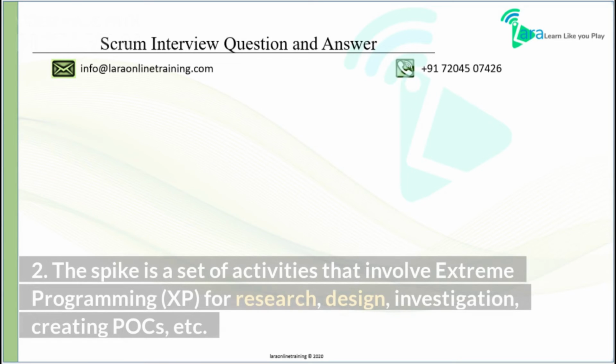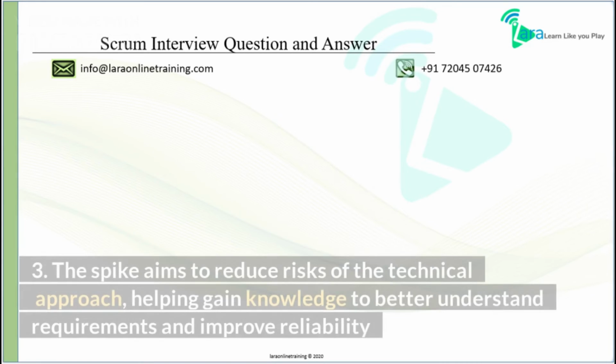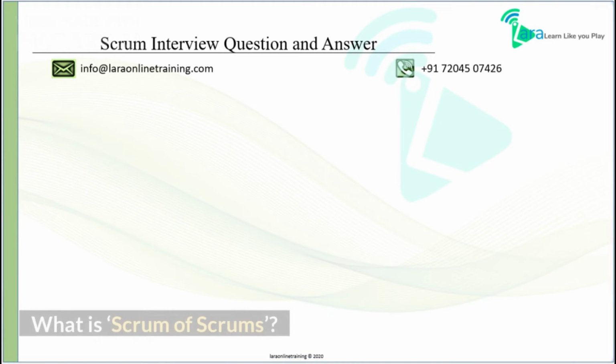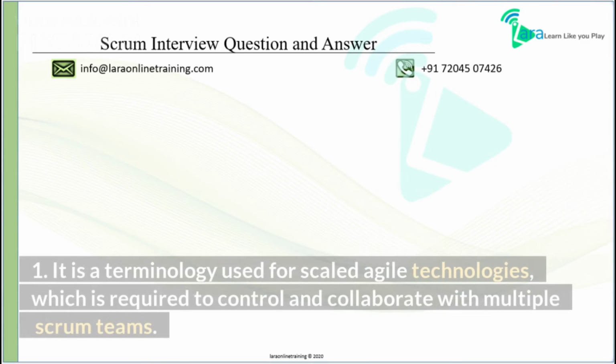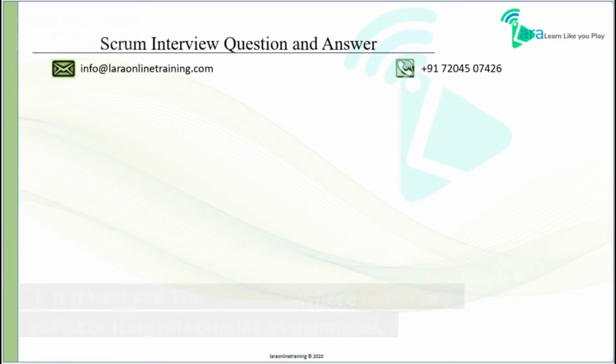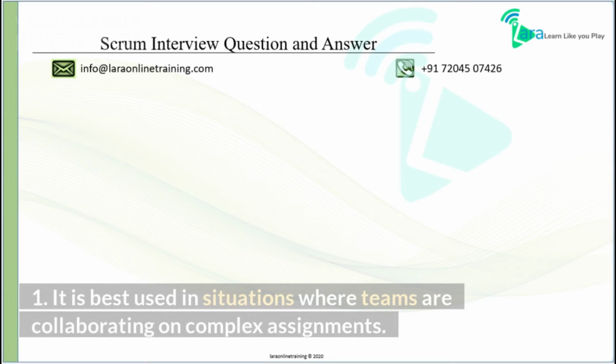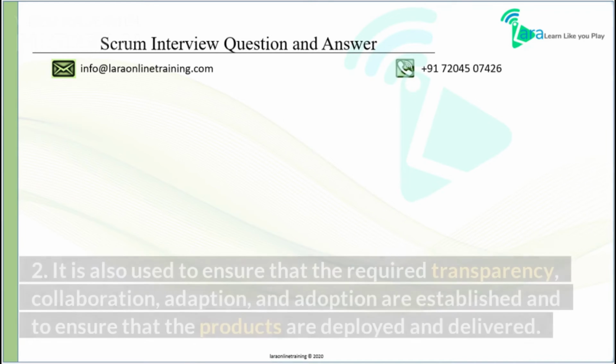2. The spike is a set of activities that involve extreme programming, XP, for research, design, investigation, creating POCs, etc. 3. The spike aims to reduce risks of the technical approach, helping gain knowledge to better understand requirements and improve reliability. 9. What is Scrum of Scrums? It is a terminology used for scaled agile technologies, which is required to control and collaborate with multiple Scrum teams. It is best used in situations where teams are collaborating on complex assignments. It is also used to ensure that the required transparency, collaboration, and adaptation are established and to ensure that the products are deployed and delivered.